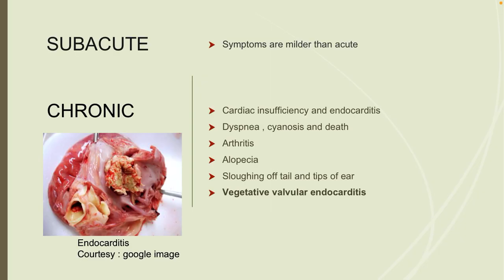In the subacute form, the lesions are milder than the acute form. The chronic form is characterized by enlarged joints and lameness, alopecia, dyspnea, cyanosis, and death. Vegetative valvular endocarditis is the second form of chronic erysipelas. It is most common in mature or young adult pigs.